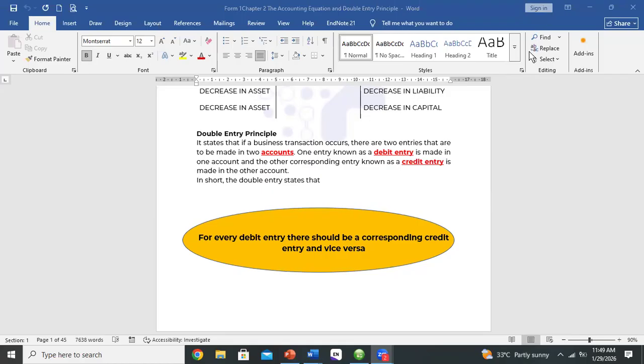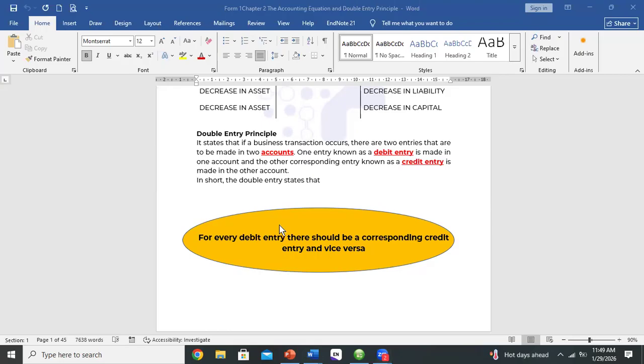Okay, so I will try to be not very slow, but a little slow in my delivery so that you don't miss any valid point. So yesterday I hinted you about this double entry principle, right?